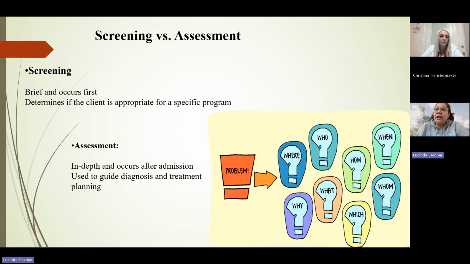Screening and assessment are related but different processes. Screening is brief and happens first. It helps determine whether the client is appropriate for a specific program. Assessment happens after admission and is much more detailed. Together, these processes guide diagnosis, treatment planning, and level of care.